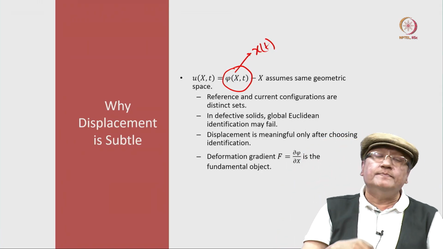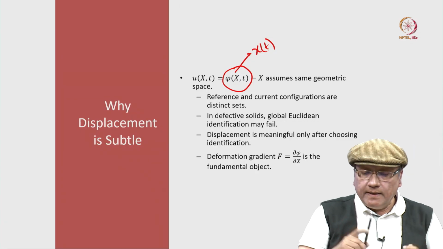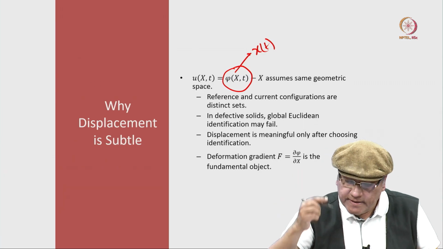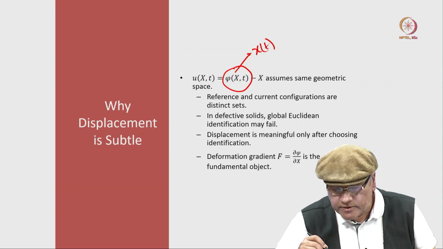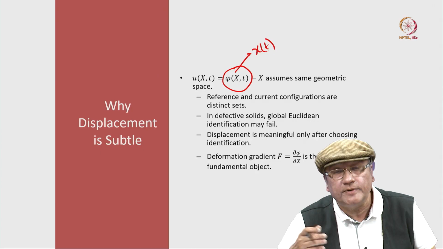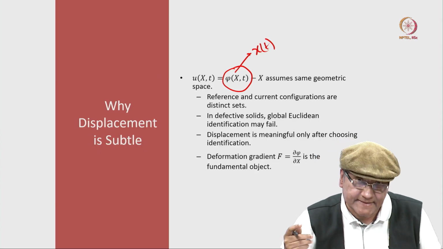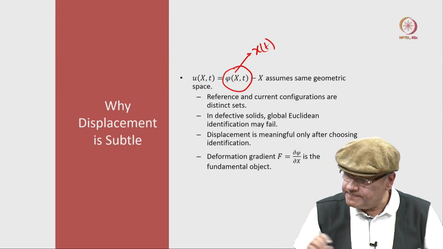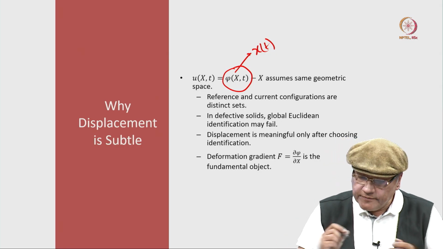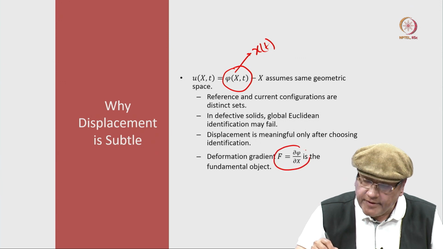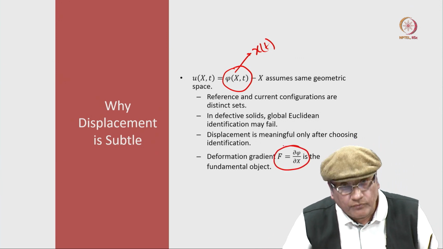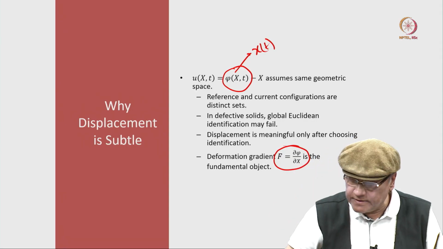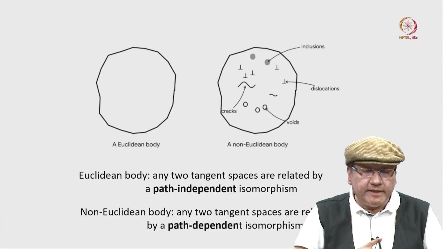Otherwise, what actually is meaningful in mechanics of solids is essentially the deformation gradient, which is the gradient of phi, the deformation map, with respect to capital X, the position vector in the undeformed configuration. This is called the deformation gradient. So that is a very important quantity that we deal with, because straining of the body is related to this deformation gradient.